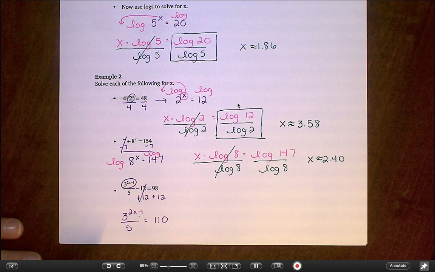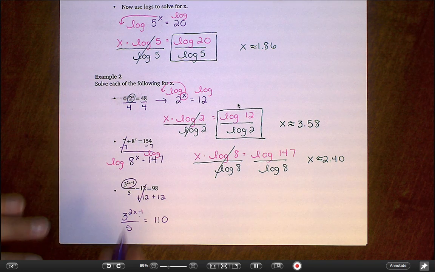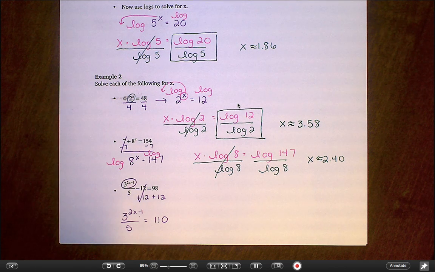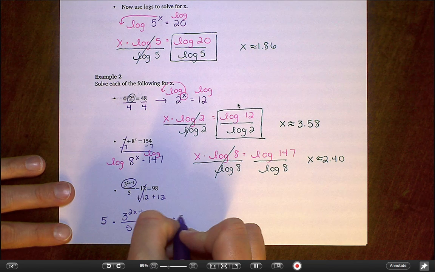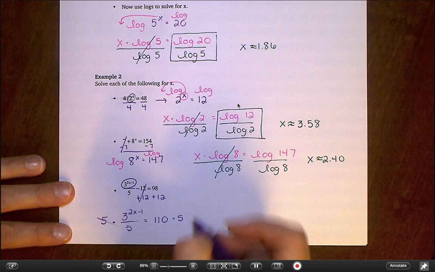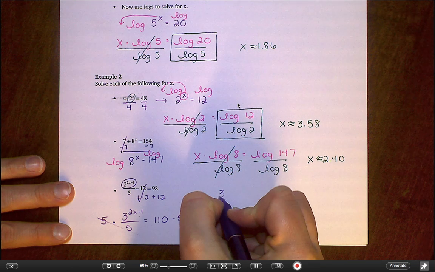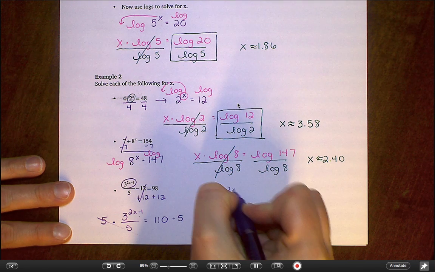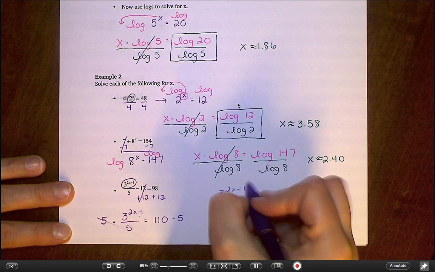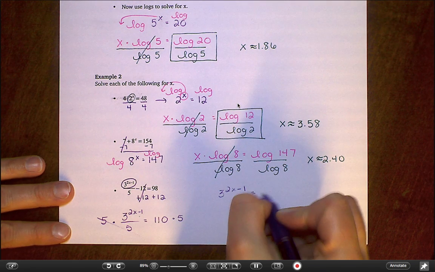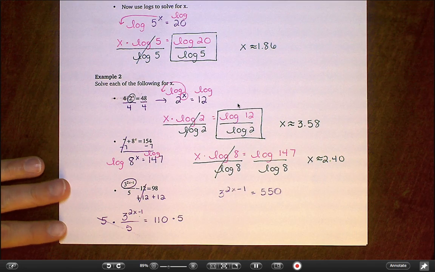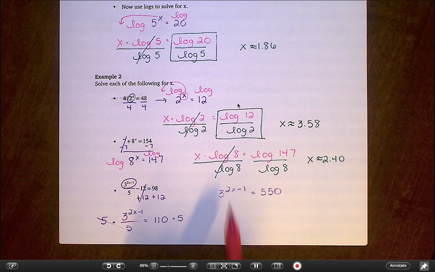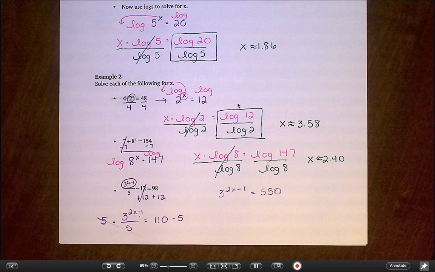Okay. And then to get rid of this 5, this is a division problem, so I'm going to multiply by 5. Gosh, I didn't make enough colors for this, but okay, so multiply by 5, multiply by 5. And so over here we end up with 3 to the power of 2x minus 1 equals 550. 5 times 110. Okay, so even though this looks a little more complicated, I'm still going to treat that next step the same way I've done for all the others.